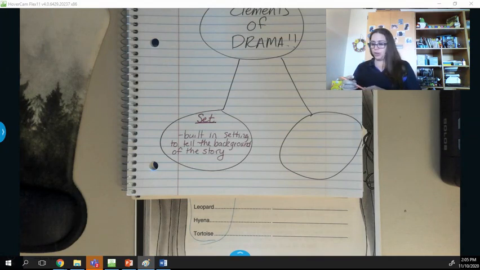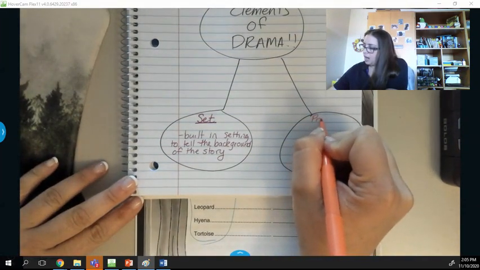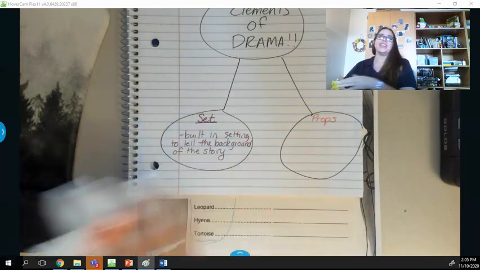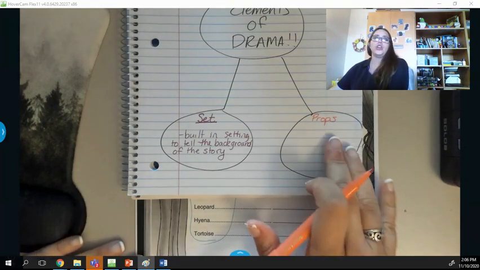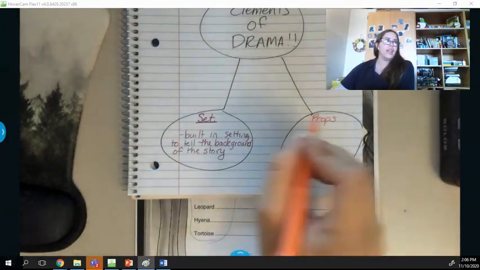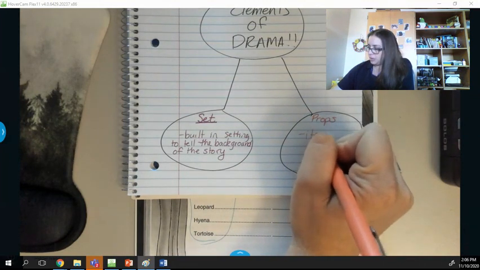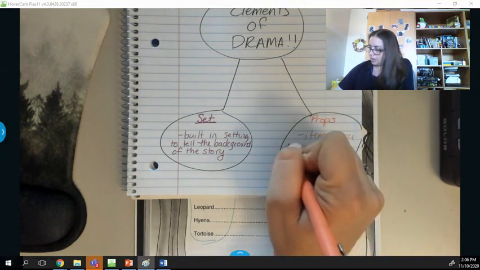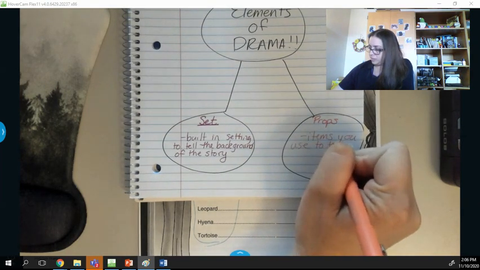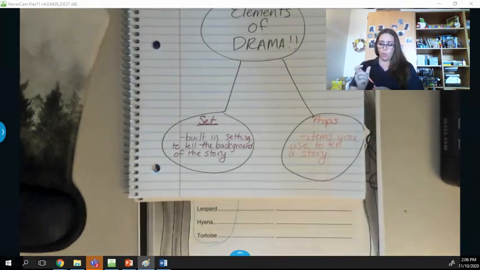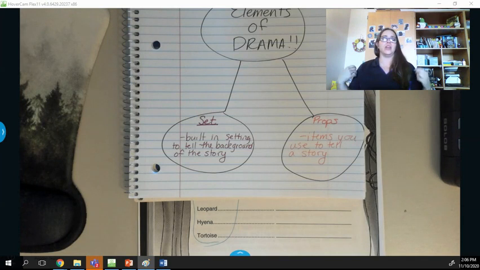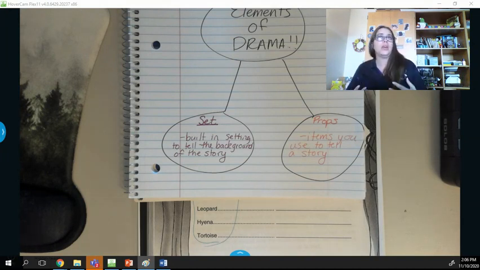Outside of your set, you also have something called props. Now, your set, those are usually really big pieces that you're not going to be able to move very easily. Your props are tiny pieces, or items you use, to tell a story. For example, with Wadney Watt, one of the props you might have is a jacket, because you remember Wadney covered his head with his jacket because he didn't want to come out. So that jacket would be considered a prop.